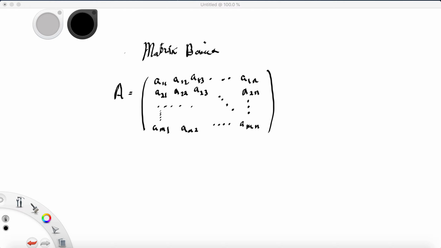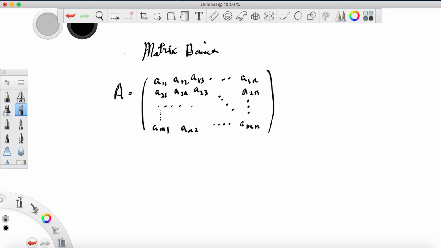In this video, we're going to cover matrix basics, and in the last video, we covered vector basics. So if you don't feel comfortable with the vector basics, stop this and go rewatch the vector basics because it's going to build off of that.